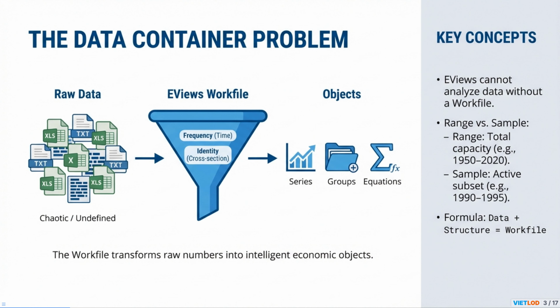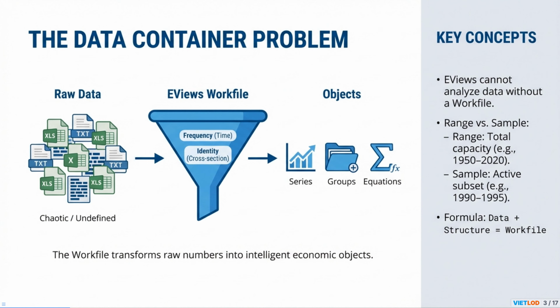This slide illustrates the data container problem in EViews. Raw data, often chaotic and undefined in formats like Excel or text files, cannot be directly analyzed by EViews. The EViews workfile acts as a crucial container, functioning like a funnel that imparts structure to this raw data. This structure is defined by elements such as frequency, which relates to time, and identity, which relates to cross-sections. Once processed, the raw numbers are transformed into intelligent economic objects within EViews, such as series, groups, and equations, which are then ready for econometric analysis.